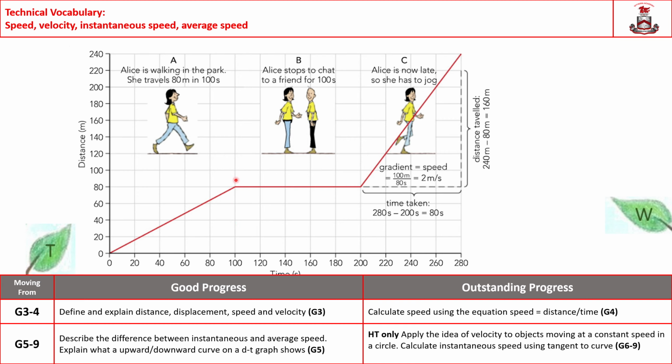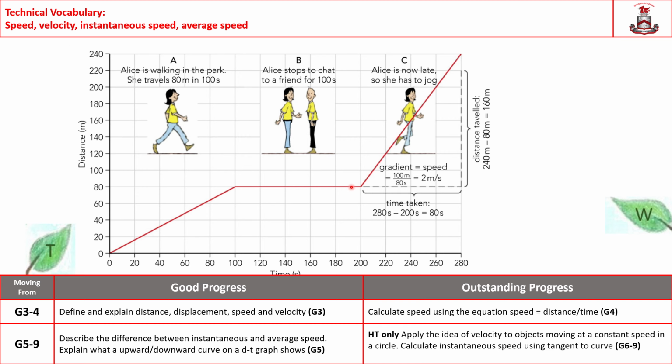Now, when she gets to this point here, what you'll notice is the distance is 80 meters. At 120 seconds, the distance is still 80 meters. At 140, it's still 80, and again, and again. So if the distance has not changed, this person is stood still for this length of time. So in a distance time graph, if the graph goes horizontal, the person is stood still. So Alice was stood still for 100 seconds.